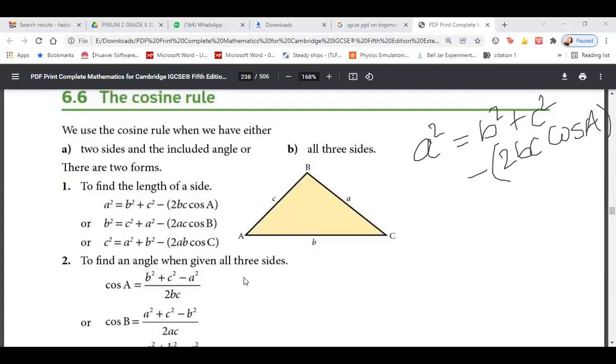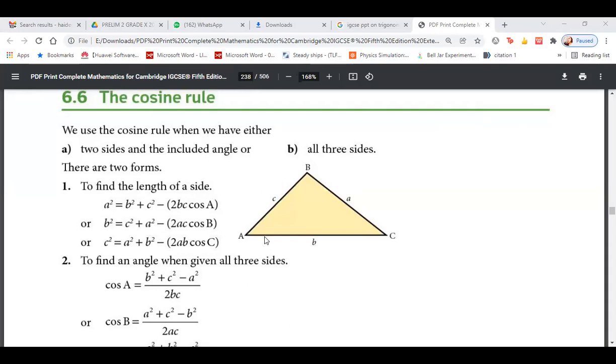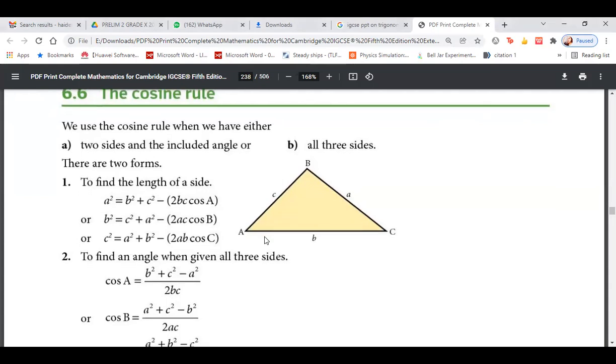Quickly check your answers for B square and C square. Check whether it is correct or not. Is it correct? Yes, sir. So B square is equal to C square plus A square minus 2AC cos B, and C square is equal to A square plus B square minus 2AB cos C. Is this clear? Yes, sir. So that is how we are going to use the cosine rule.